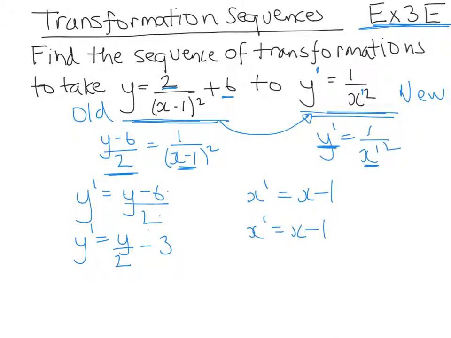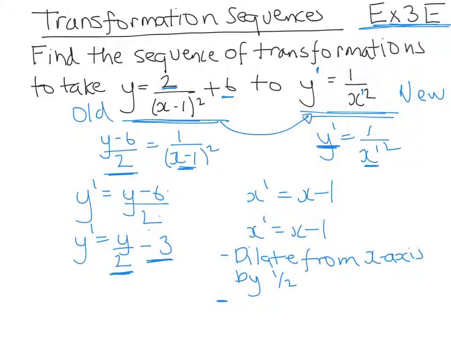Now let's see. If I were to list the sequences, what's the first thing that happened? The first thing that happened is that the y value has been halved. That must mean it's dilated to bring it half as far away from the x-axis as it previously was. So I'd say dilate from x-axis by 1/2.